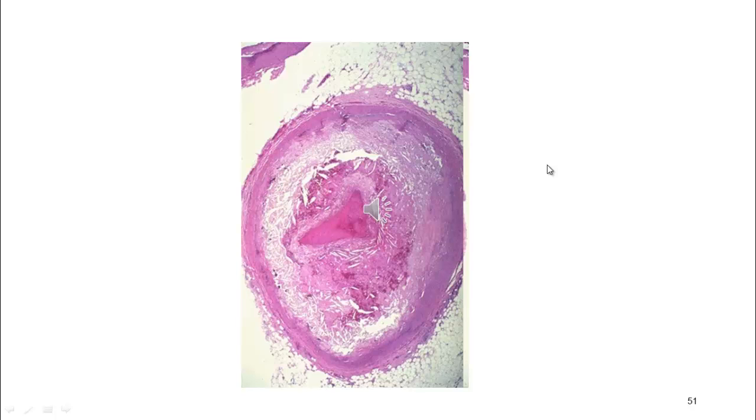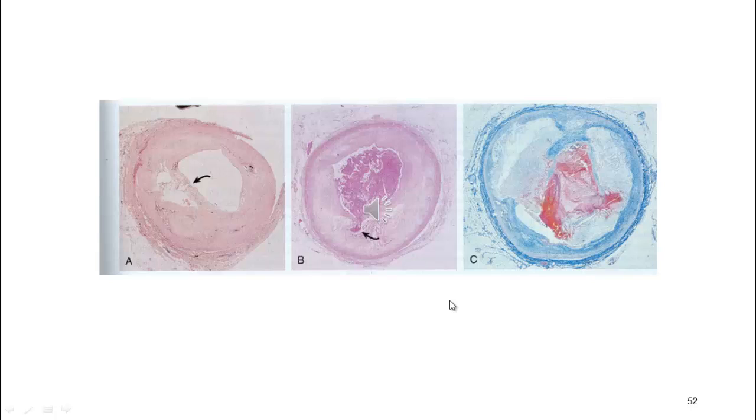Again, here is thrombus formation, which is completely occluding the lumen of this blood vessel on the surface of the atherosclerotic plaque. The other complications can be disruption of the surface of the atherosclerotic plaque. This can be hemorrhage within the plaque.